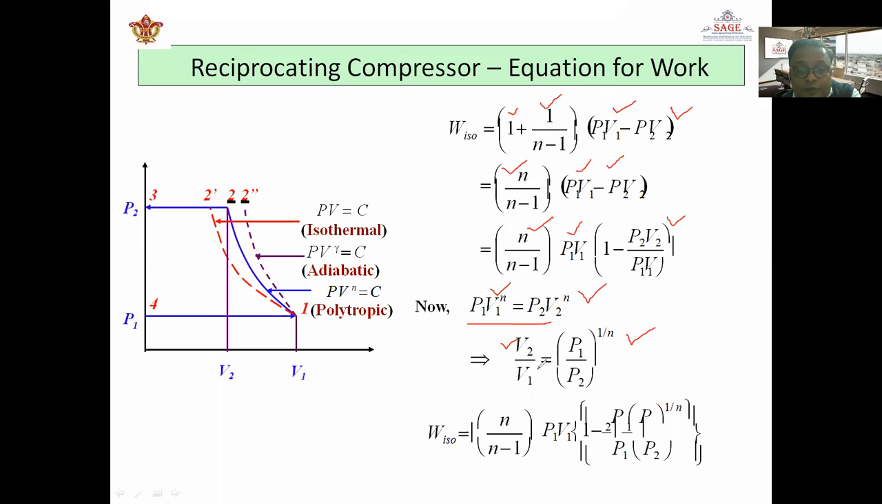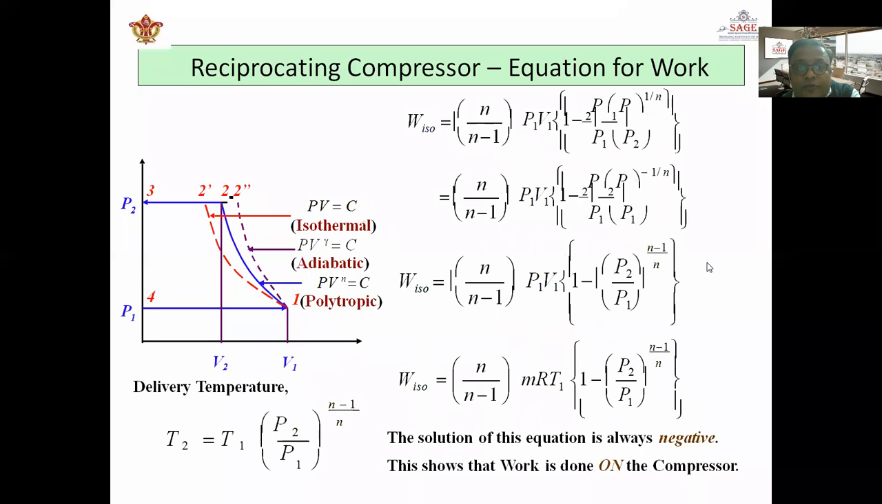Putting these values of V2 by V1 in these equations, the work done changes from n upon n minus 1 P1 V1, which is already in the equation, but it can be changed inside. So this changed value is represented in equation form. Then ultimately, from the diagram and the equation, it can be represented in this form. After all, we obtain n upon n minus 1 P1 V1 in the bracket of 1 minus P2 upon P1 to the power of n minus 1 by n.